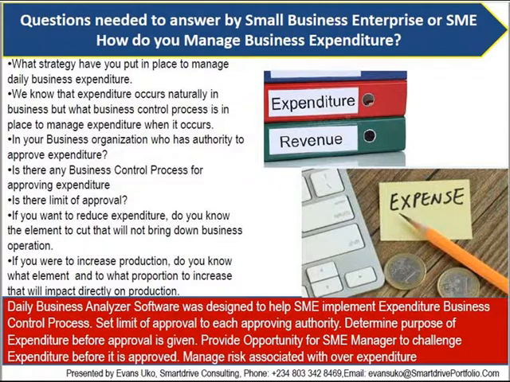How do you manage business expenditure? What strategy have you put in place to manage daily business expenditure? We know that expenditure occurs naturally in business, but what business control process is in place to manage expenditure when it occurs? In your business organization, who has authority to approve expenditure? Is there any business control process for approving expenditure? Is there a limit of approval?